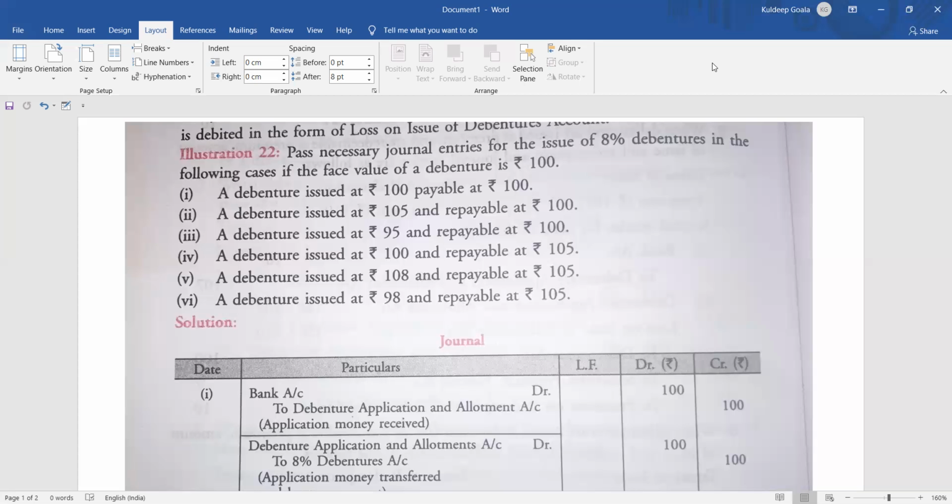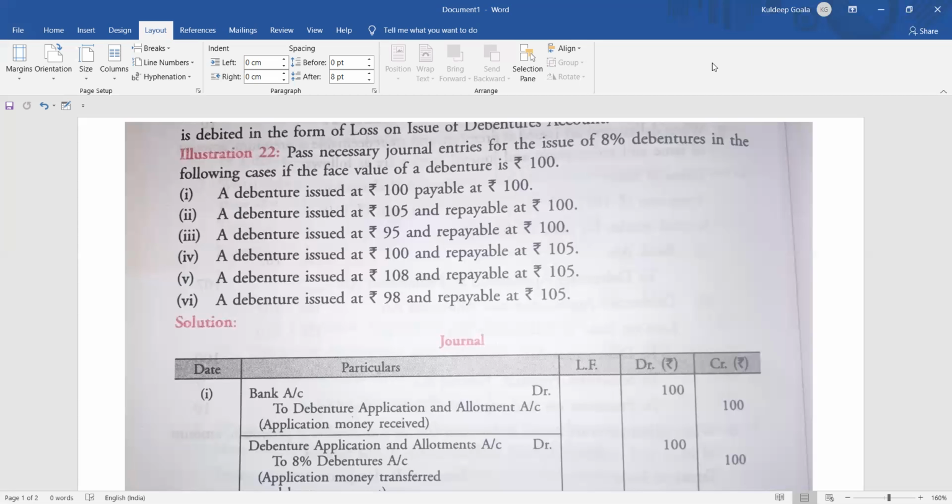The third condition is I might issue the 100 rupees debenture at less than the face value. Face value is 100, issuing at less than that is called issued at discount, right? So I'm issuing at 95 rupees and I'll repay it back at 100 rupees, at par. Issued at discount means I'm issuing at less than 100 rupees. It might be 99, 98, or 95. I'm issuing at 95 and redeeming at 100 rupees. Means issued at discount and redeemable at par.